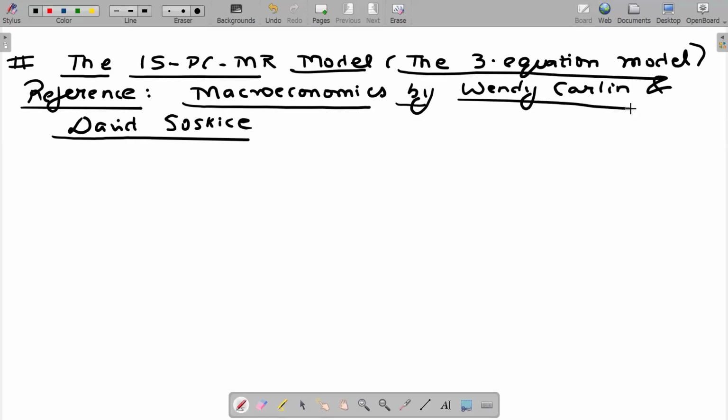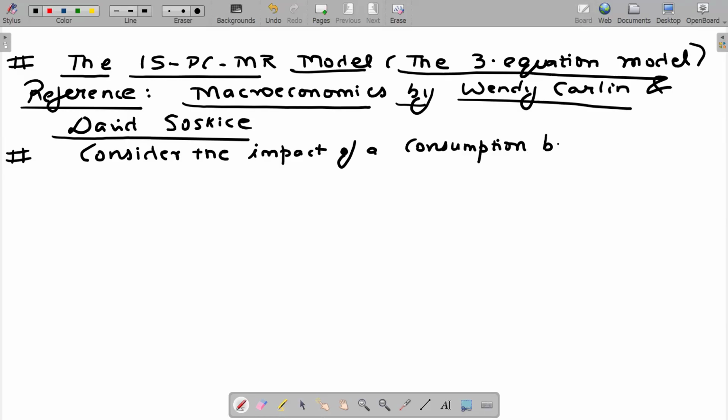Now let's look at the impact of a consumption boom on the IS-PC-MR model. Let me quickly start with the diagram. I'm going to draw three diagrams. One is going to depict the IS curve, another is going to depict the wage setting and price setting equations, and the last diagram is going to depict the Phillips curve and the monetary policy rule.